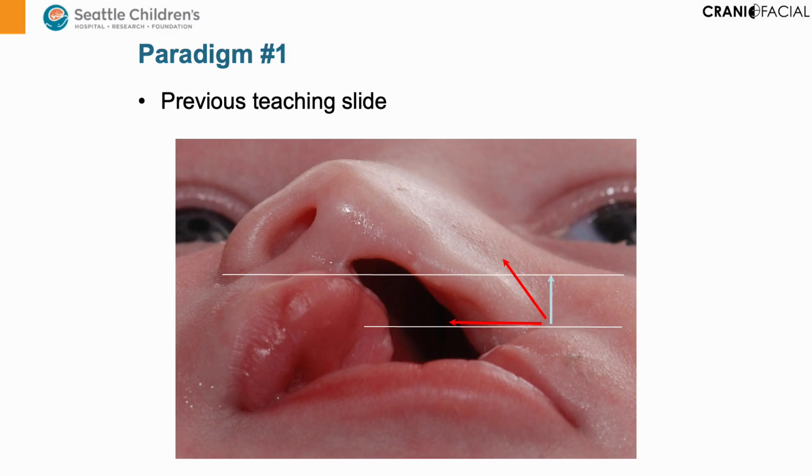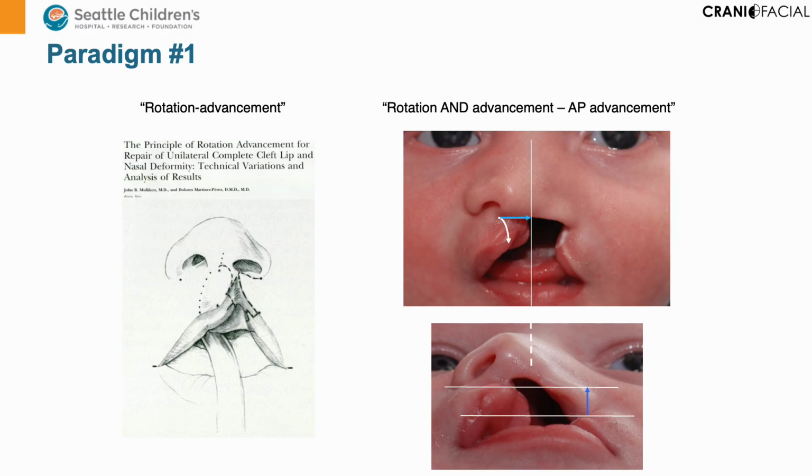In the meantime, this was my first paradigm shift. This is my previous teaching slide. I used it for many years where I told trainees that we need to move the cleft alar base forward, inwards, and upwards, but it's totally wrong. And this is my new teaching slide where the focus is on the columella and the non-cleft alar base moving medially, while the cleft alar base needs to move anteriorly. And so rather than calling Millard repair rotation advancement, perhaps it's more accurate to call it rotation and advancement and AP advancement.